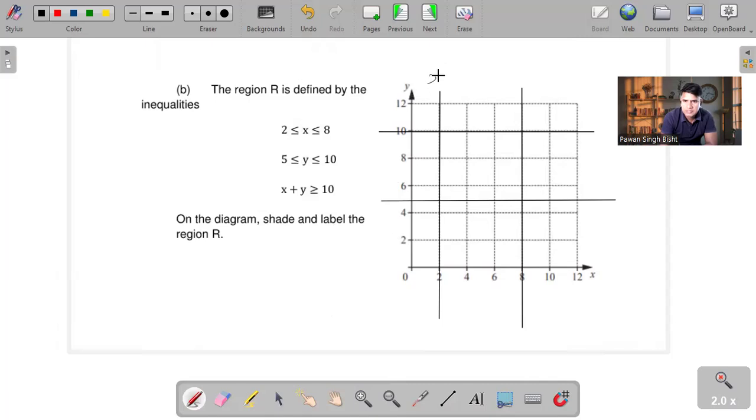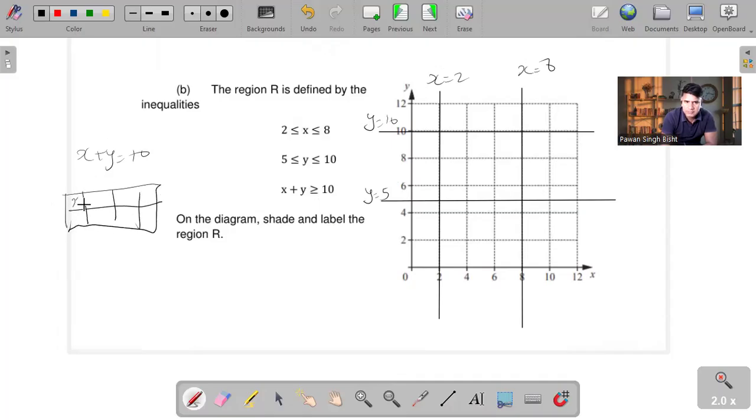Okay, so this is x equals 2, this is x equals 8, this is y equals 10, this is y equals 5. And then x plus y less than or equal to 10, right? So x plus y equals 10, plot a minimum of 3 points to plot it on the graph paper.